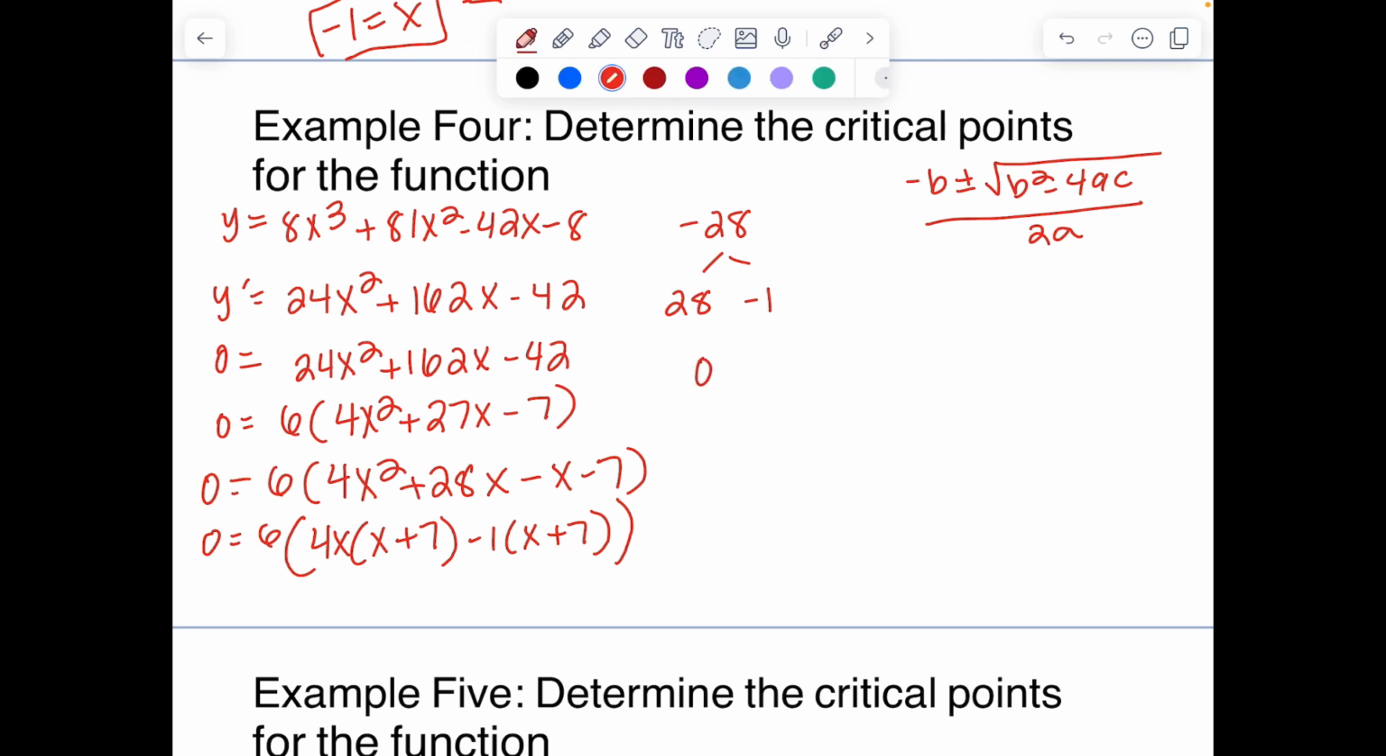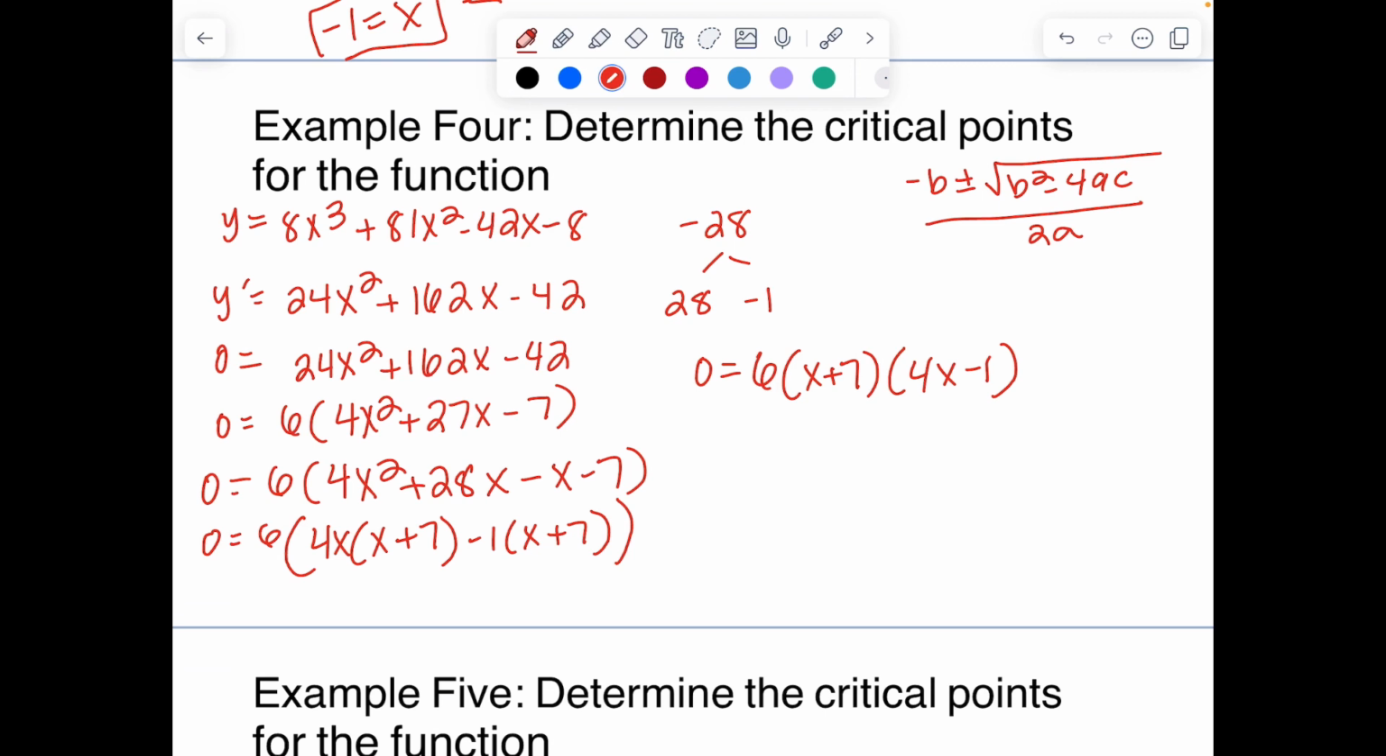So I'll do 0 equals 6. We have two terms here, and they both have a factor of x plus 7. So I'm going to pull out x plus 7, and that will leave me with 4x and negative 1. That's my factoring technique. So I factored there, and then I just need to solve for x.